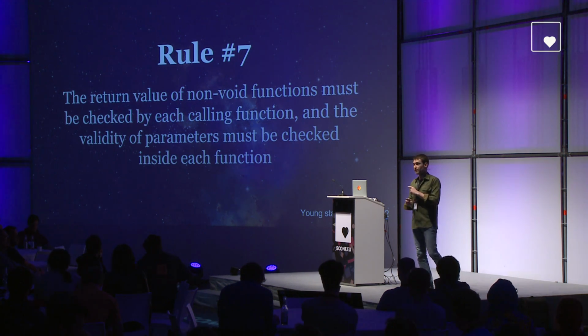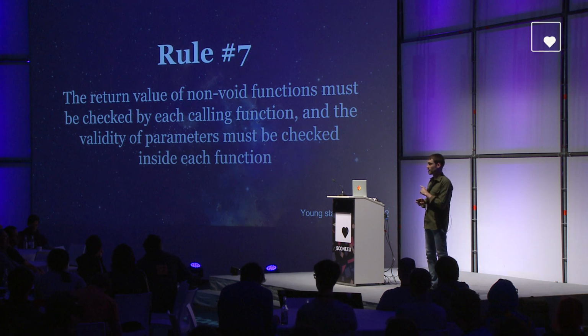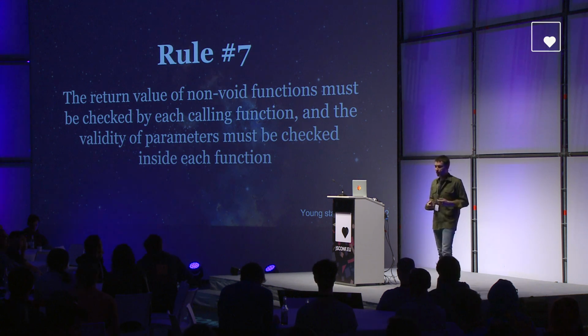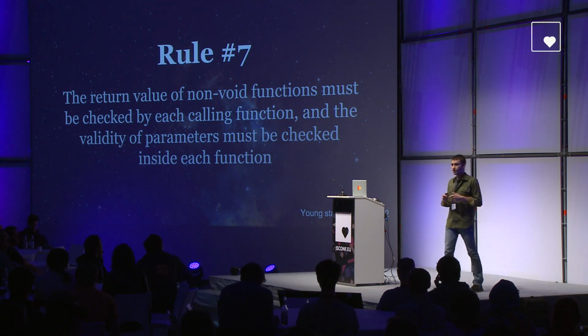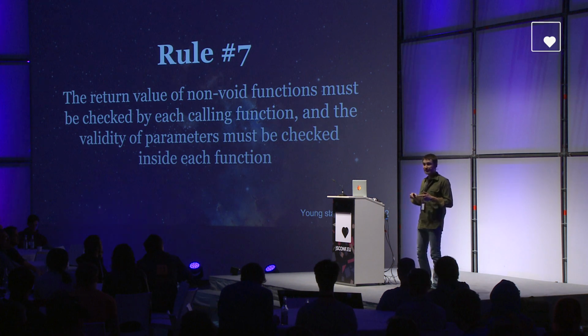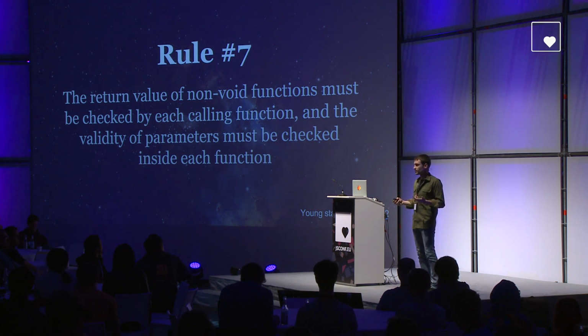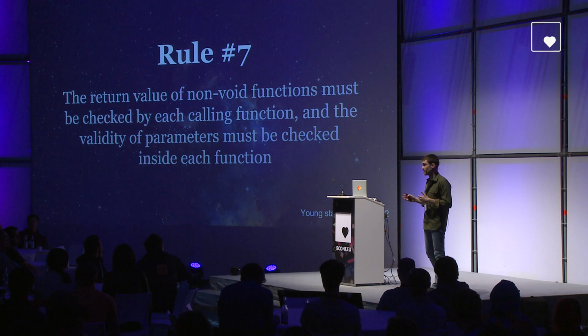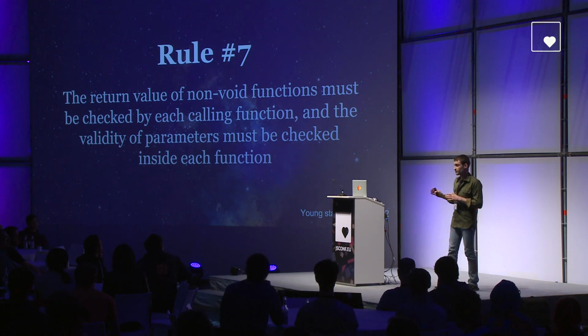This rule, NASA say they break the most often. Basically, it says the return value of non-void functions must be checked by each calling function. So you call a function, then you immediately check: is it the correct response from it? If not, then NASA often break it. I don't think we are going to use it as well. So rule number 7 we skip.